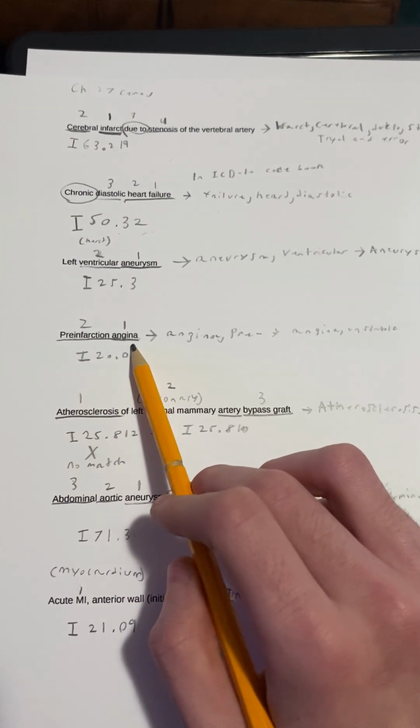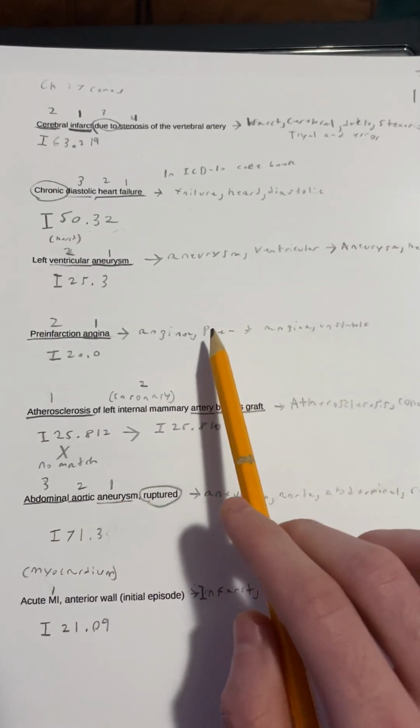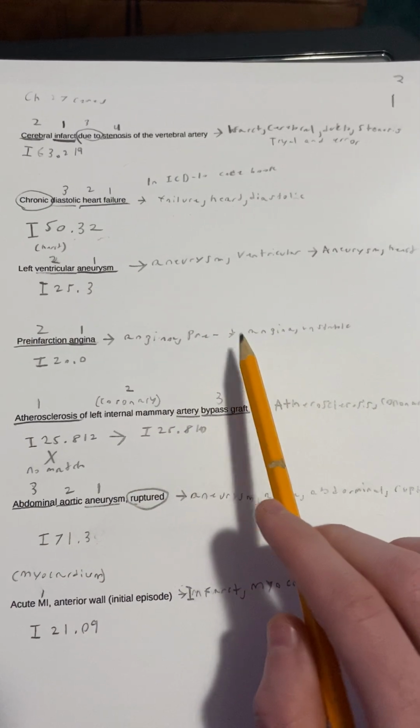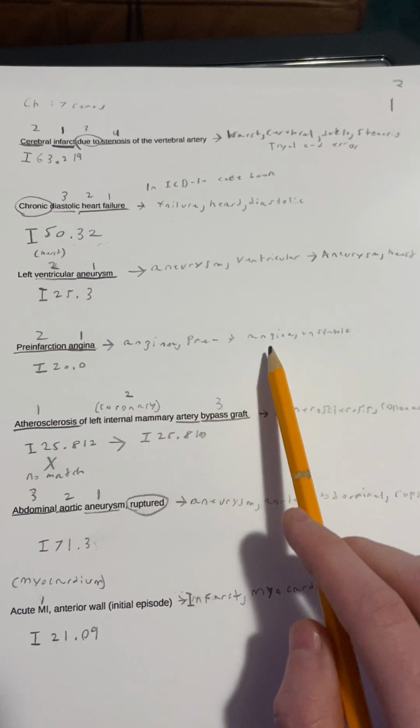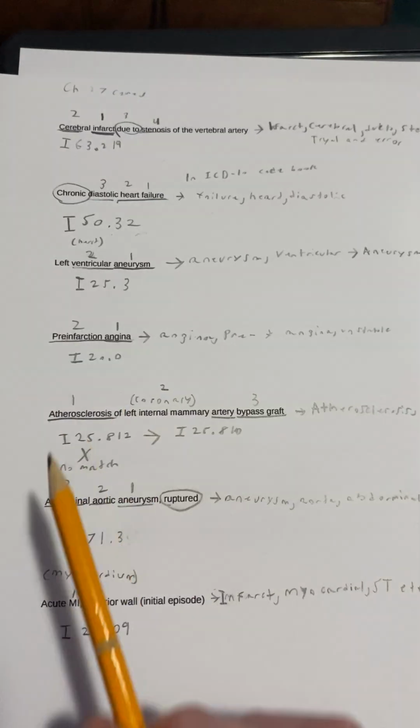Pre-infarctional angina. Started with angina, typed in pre. Continuing on, it went into angina unstable, which gave me I20.0.